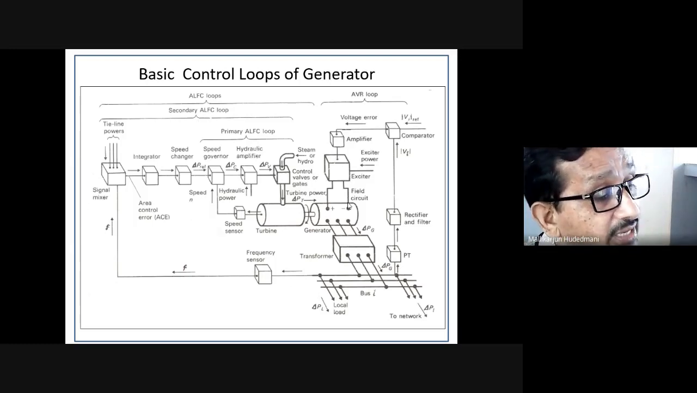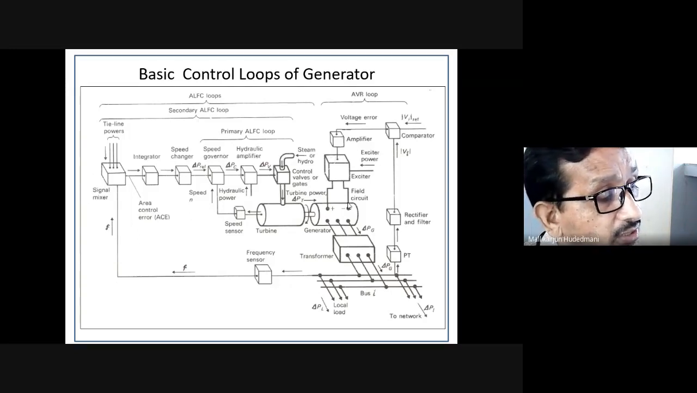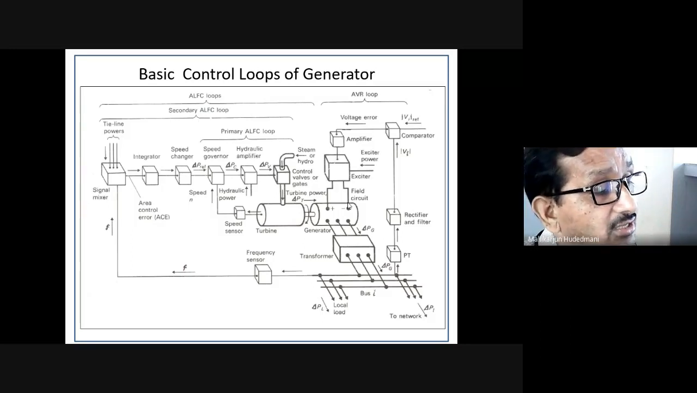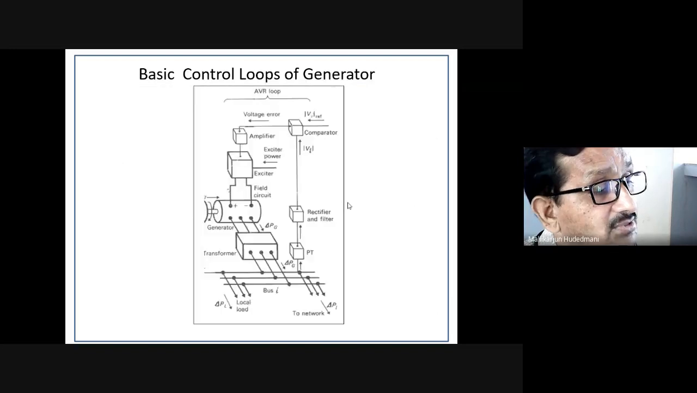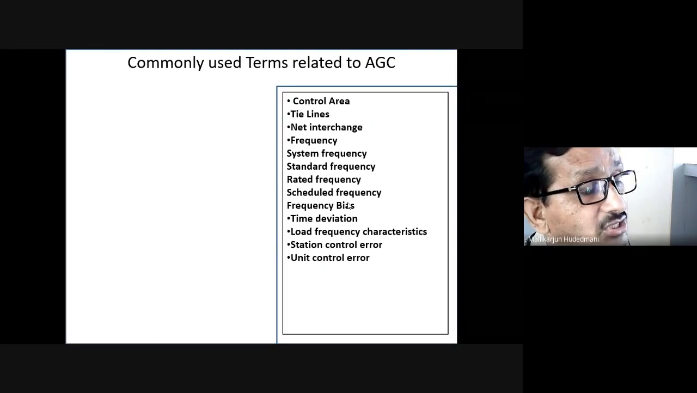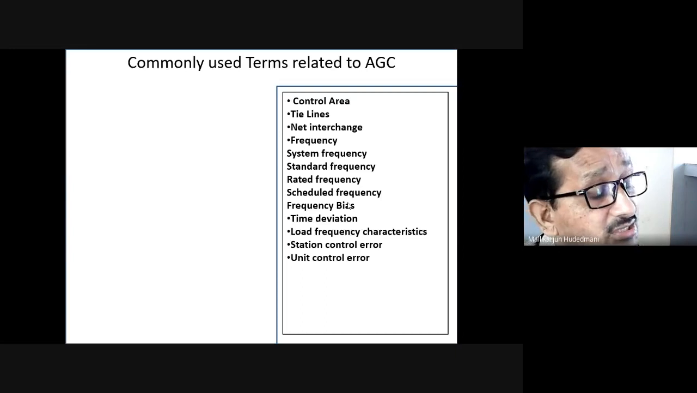How is AGC viewed from the perspective of one simple generating station, connected to such a neighbor generating station, connected to the central energy control center? These were the slides from which we can understand this. The next slide has some definitions, and after this I will stop. So these are commonly used terms related to the automatic generation controller. It becomes necessary for me to discuss these things, otherwise interaction becomes very difficult.